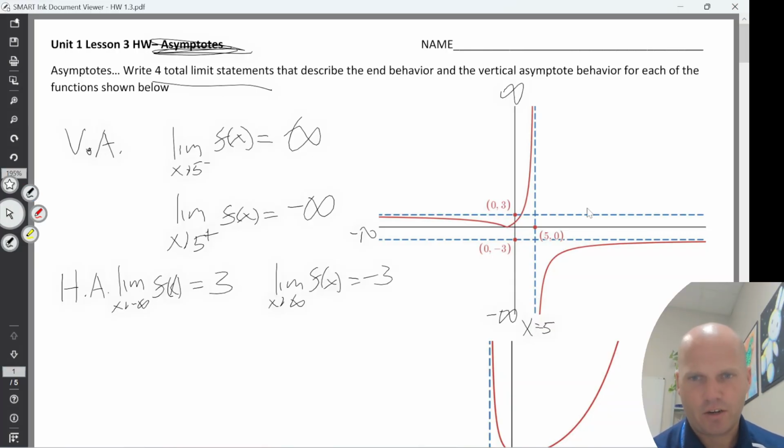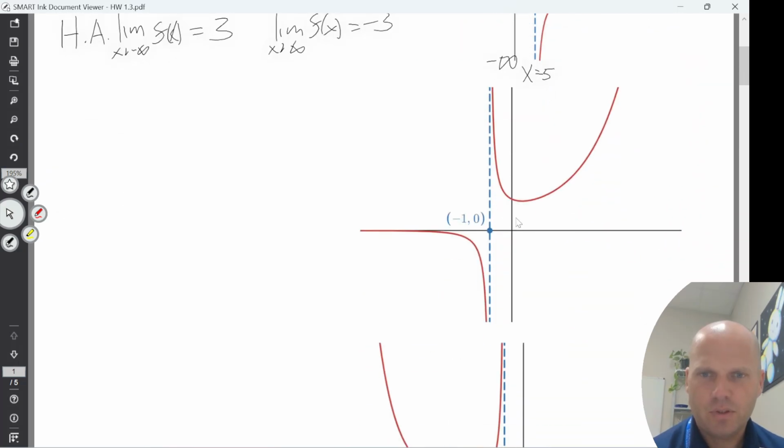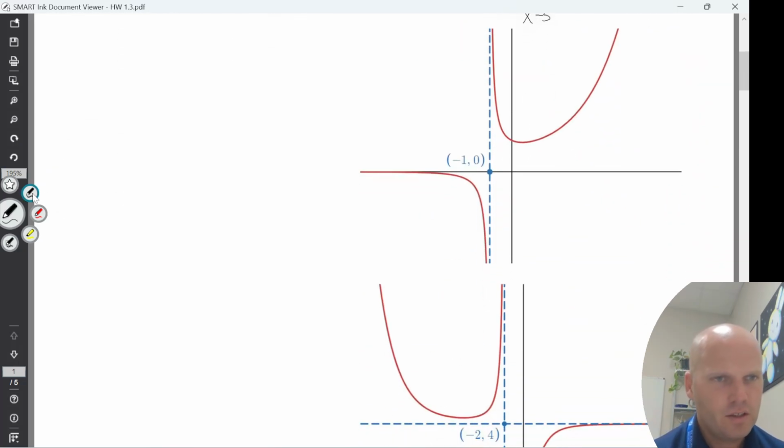I had a fun time when I created this homework, thinking about the functions that would have this kind of shape. So I had to think and play around a little bit.